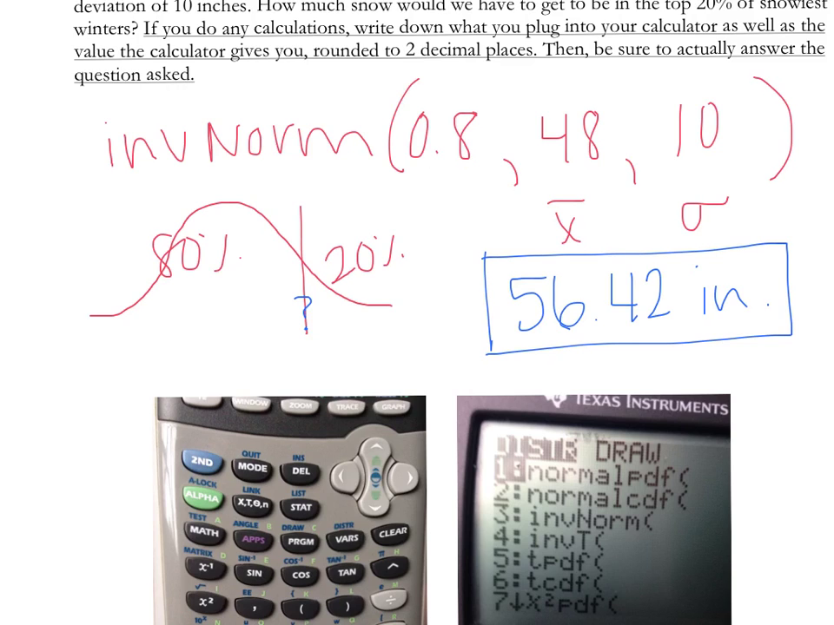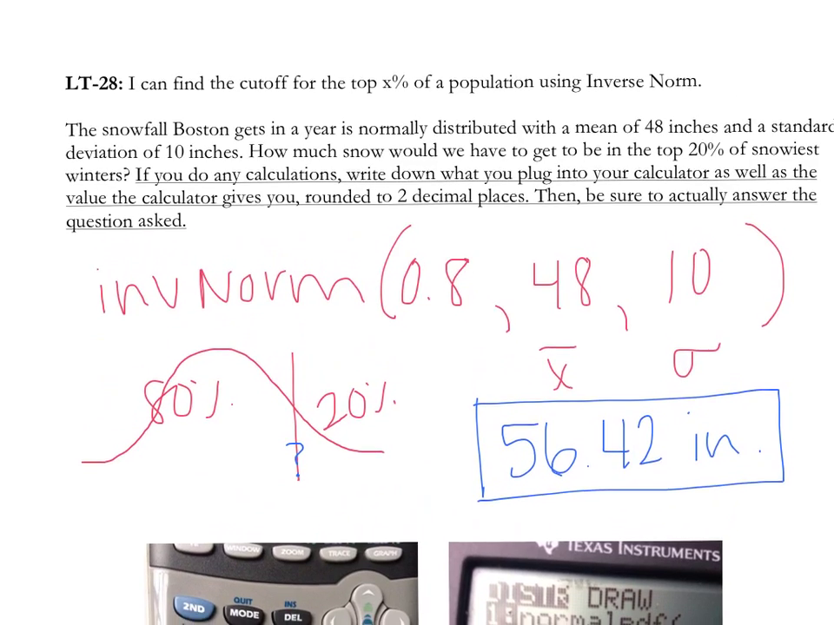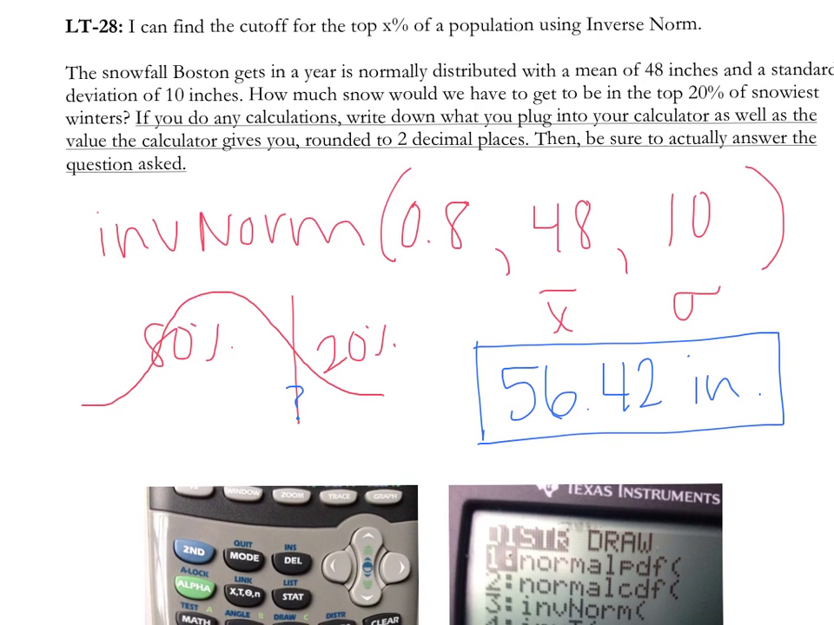So let's just quickly review. If you want the probability that a data point on a normal distribution falls around a single particular value, you'll use normal PDF. If you're interested in the probability that a data point will fall within a range of values, you'll use normal CDF. If you want to find the cutoff value for the top 10% or the bottom 15% or something like that, you are going to use the inverse norm.